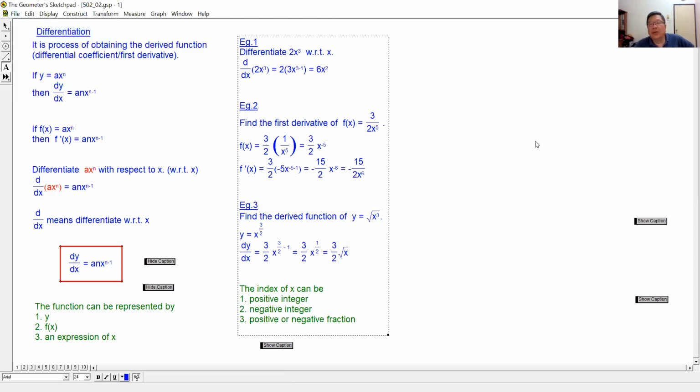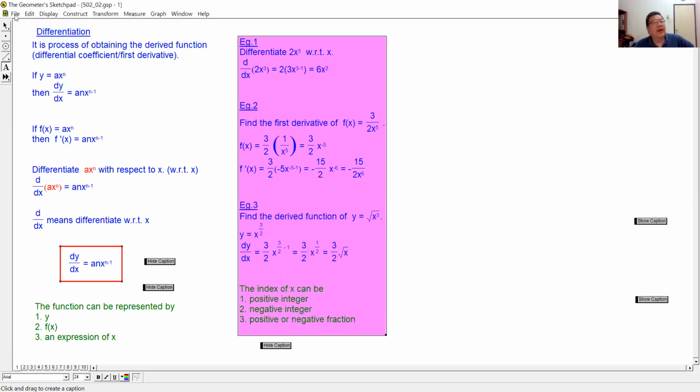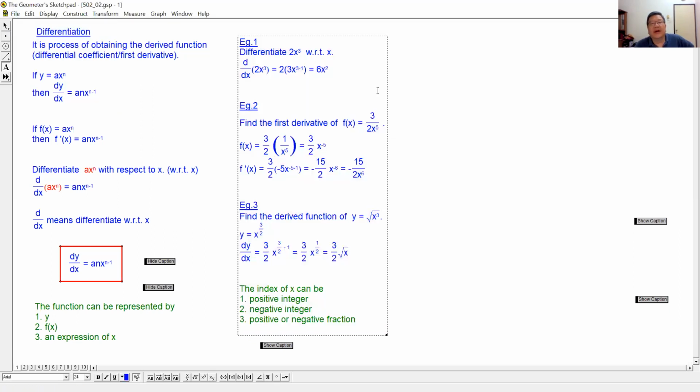So let me summarize what we can see here. The index of the given function that they ask you to differentiate, this index 3, can be a positive integer. Sometimes the function is given to you in this form, where the x is at the bottom. If the x is at the bottom, then the index is a negative integer, right?